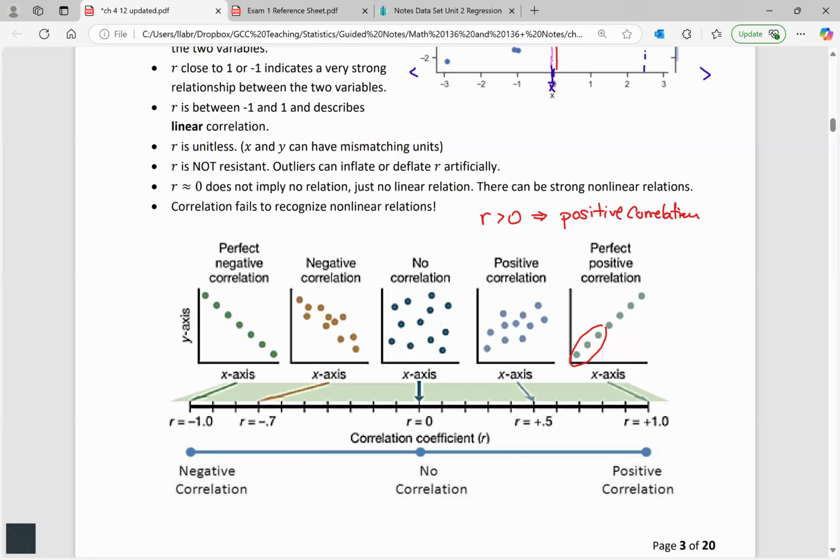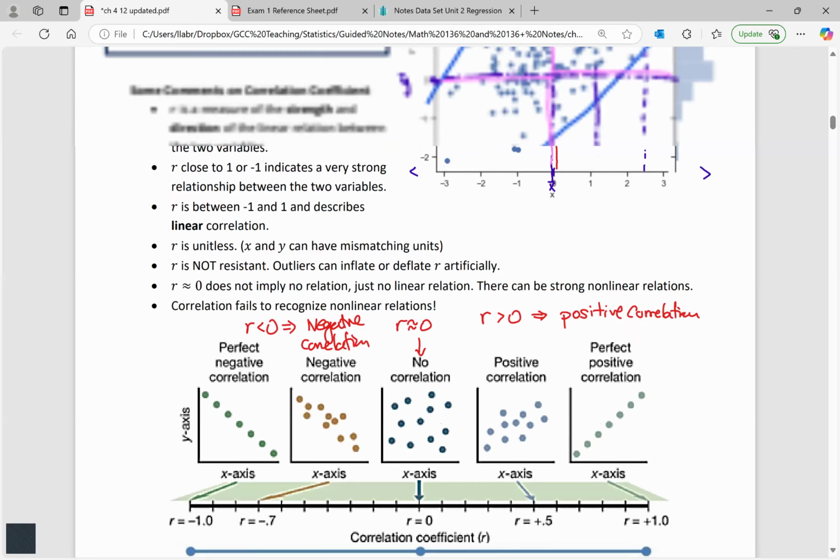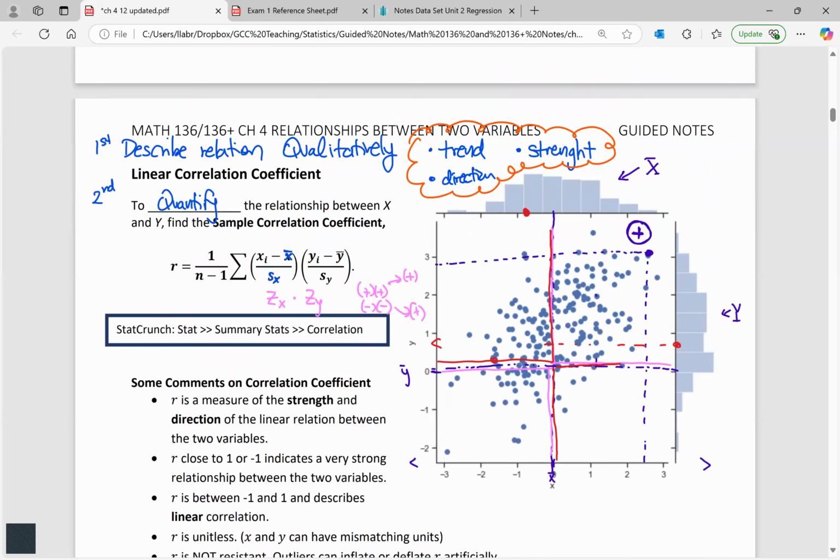All right, so that's one of the main things that we want to note. So if R is around 0, then that means that there is no correlation. There's no positive direction or negative direction that is highly apparent. And if R is less than 0, then that results in a negative correlation. All right, so let's just note that now we're quantifying. We're using values to describe the direction. So we can check this off.